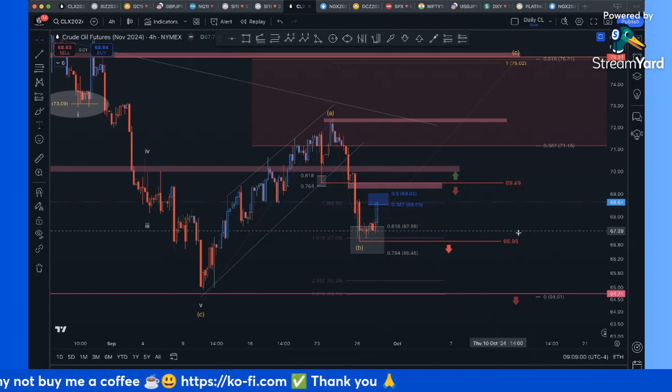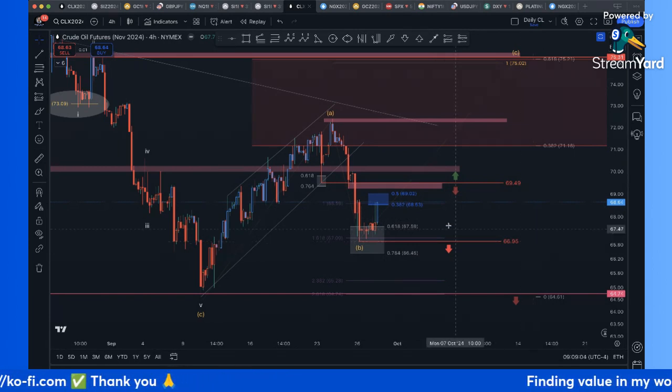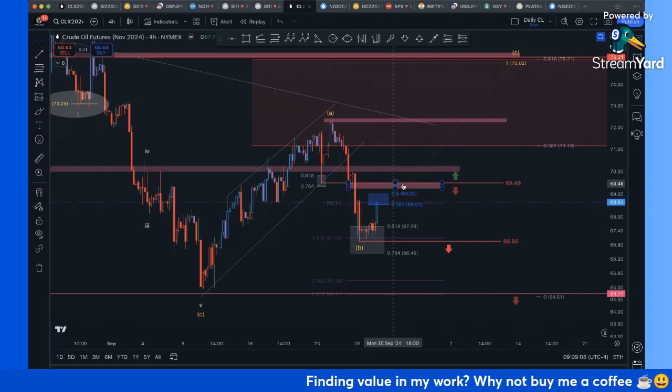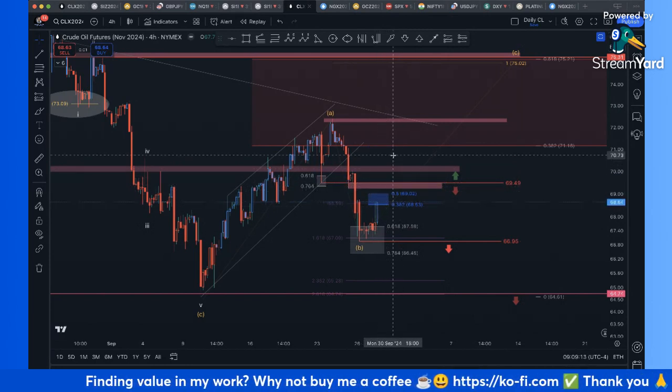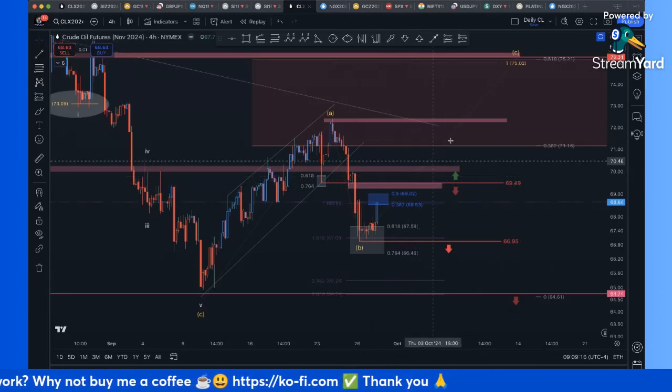If you're bullish, it's really the exact opposite. You want to see 66.95 hold. It has to hold if you're going to be bullish. And you're going to want to see price come up and get above this resistance. You want to see price get up above this resistance, maybe back test this area, and then continue higher.